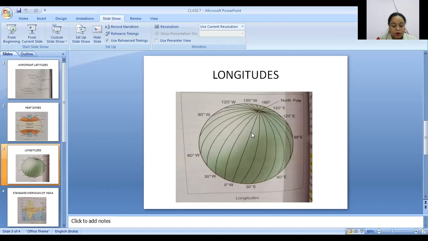On a given longitude, the local time remains the same. So any place situated on the same longitude has the same local time. This time is different, this time is different. Any place located on the same longitude has equal time. I'll explain how we calculate time. Longitude and time is a very important concept, children. Please understand longitude and time.